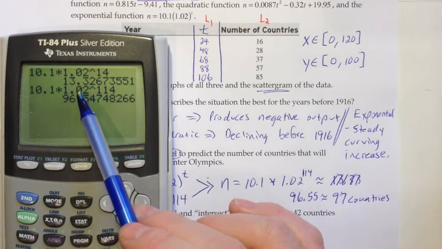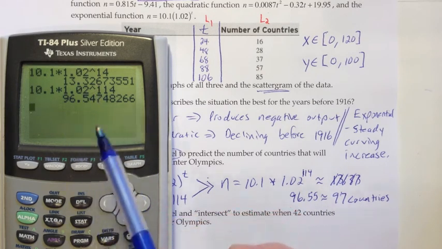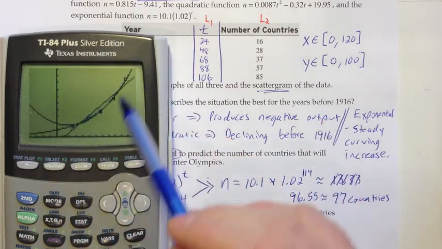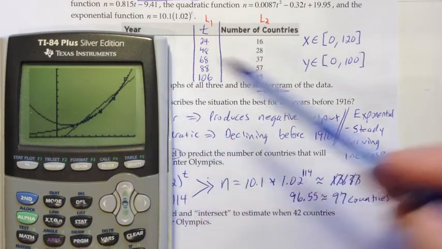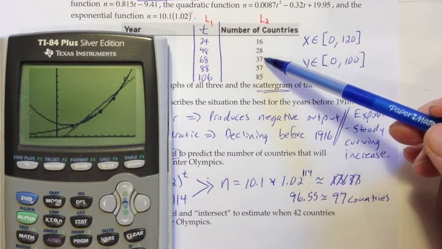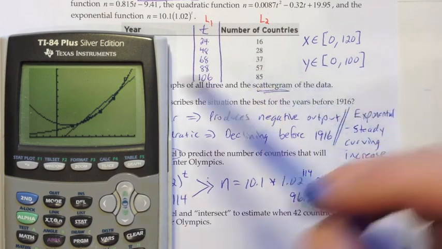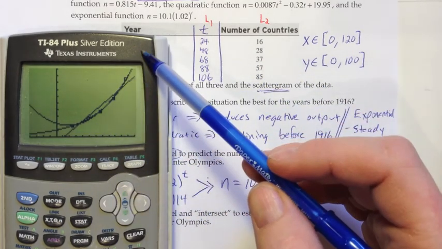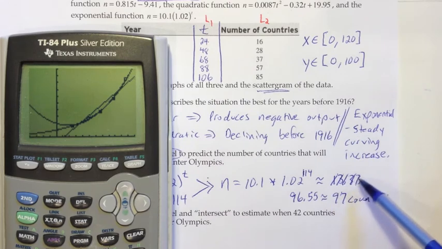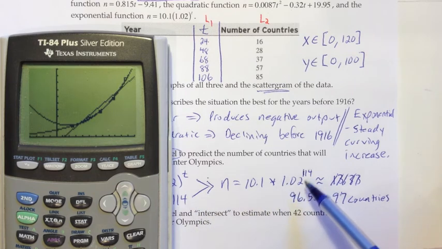But when I got an answer of 13, it just didn't make sense to me, because I was thinking about a scatter plot that's curving upward like this, going from 16 countries to 28 to 37 to 57 to 85, and the model should say it's going to keep going up. So when I got an answer of 13.33, that just didn't make sense to me, so it caused me to stop and look for a mistake, and then I found it and I was able to correct it.